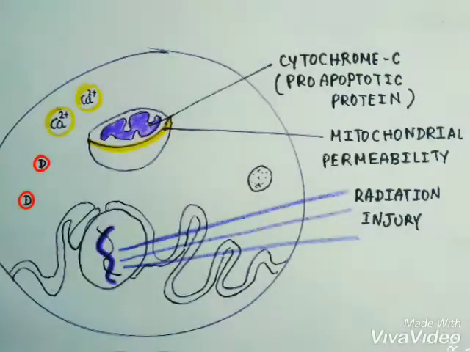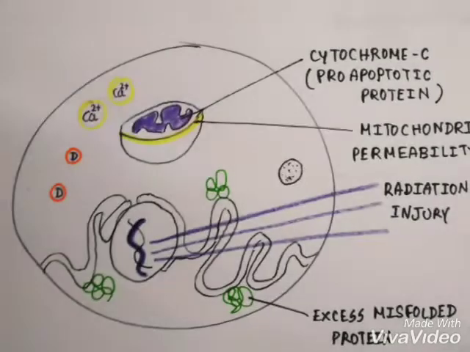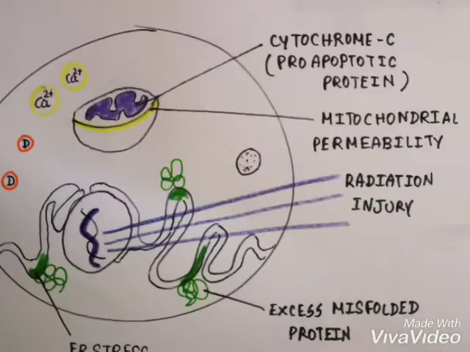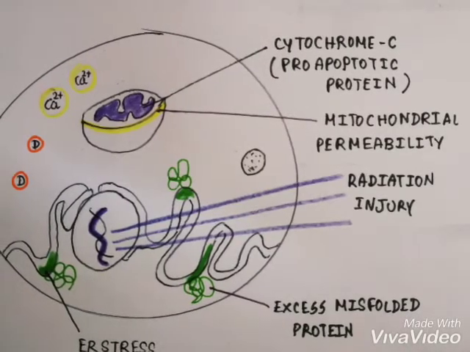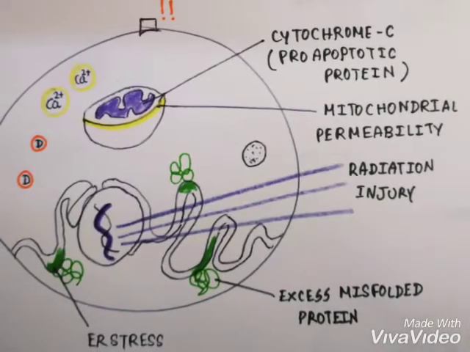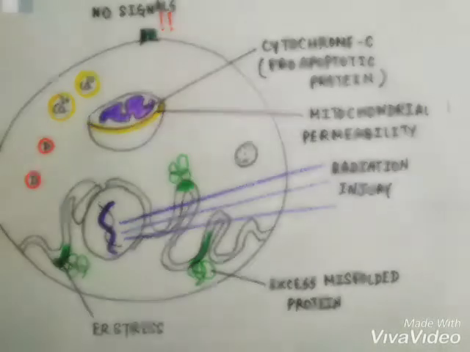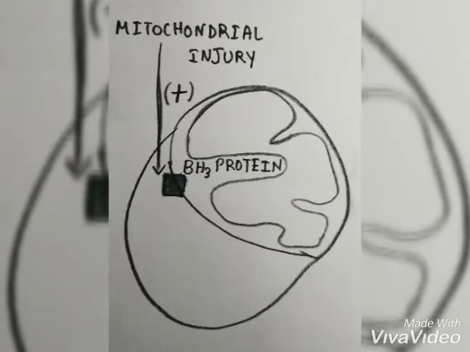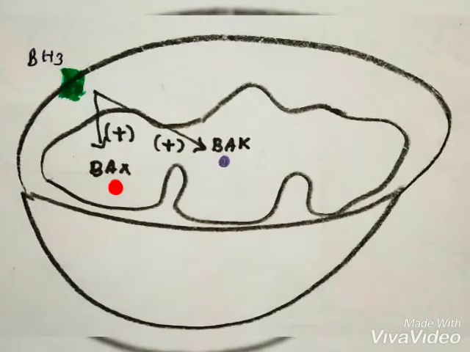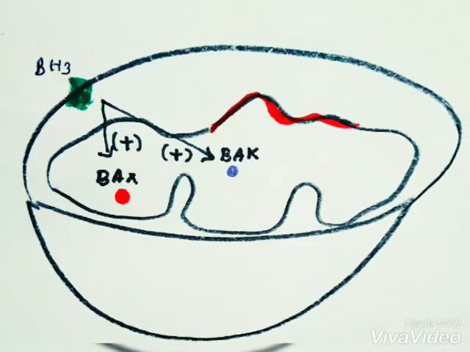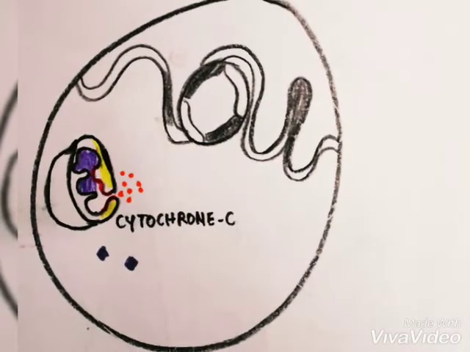maybe radiation injury to the nucleus, or maybe excess misfolded protein which makes stress over the endoplasmic reticulum, which is called ER stress, or sometimes there is absence or failure of signaling in the growth factor receptor, it in turn activates the mitochondrial membrane and causes injury. It inactivates BCL2 protein. Activation of BH3 protein causes activation of BAX and BAK proteins. This in turn makes the membrane lose its permeability, and the cytochrome C, a pro-apoptotic protein, enters the cytoplasm.